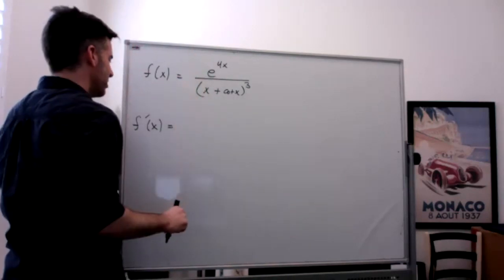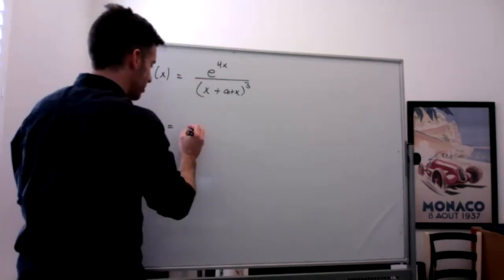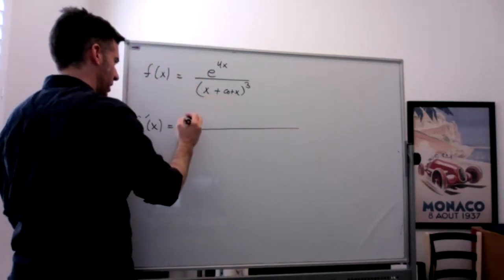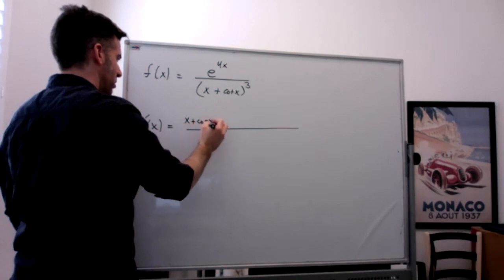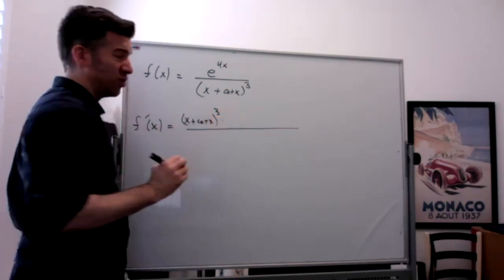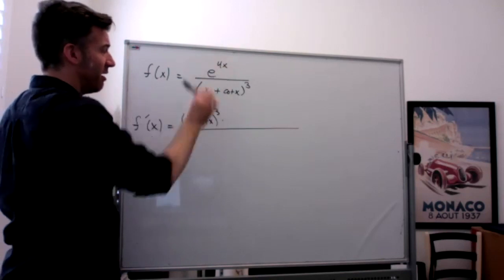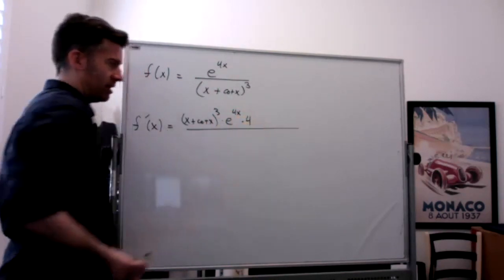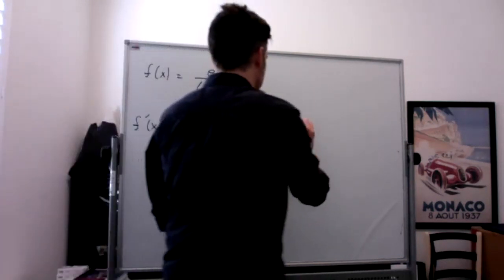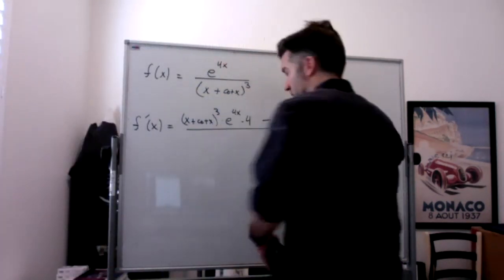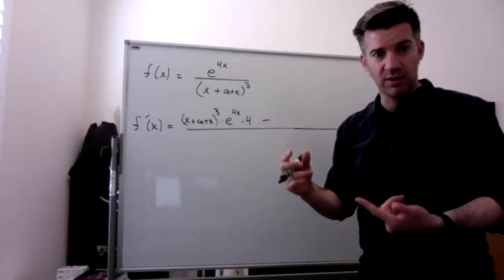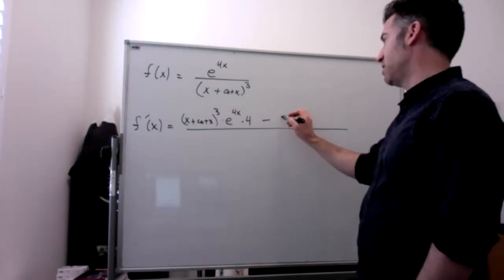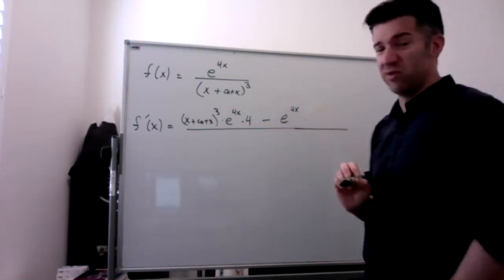Let's see here. So, I'm going to use the quotient rule. It's going to be the bottom, so x plus cotangent x cubed, times the derivative of the top. The derivative of e to the stuff is e to the stuff times the derivative of that stuff. Minus, then we flip it, or reverse it, vice versa: bottom times derivative of the top minus the top times the derivative of the bottom.